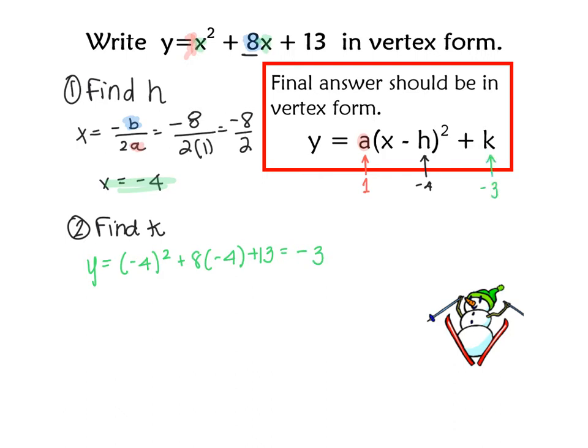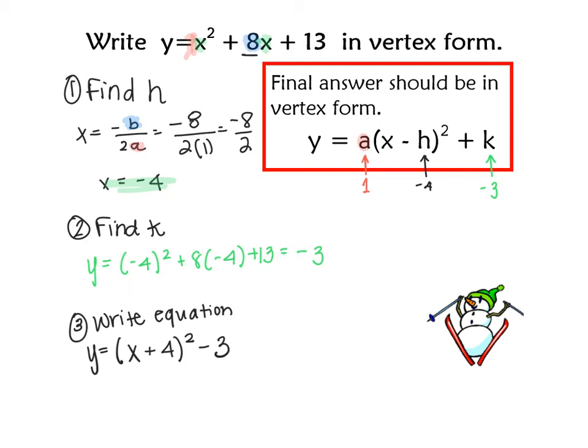And so lastly, I just need to write that equation with everything plugged in. And so that would look like y equals, a is 1, so I don't exactly need to write that. And then I have x minus negative 4. Remember, when you have minus and negative, it's really going to be addition. And then my k is negative 3, so minus 3.